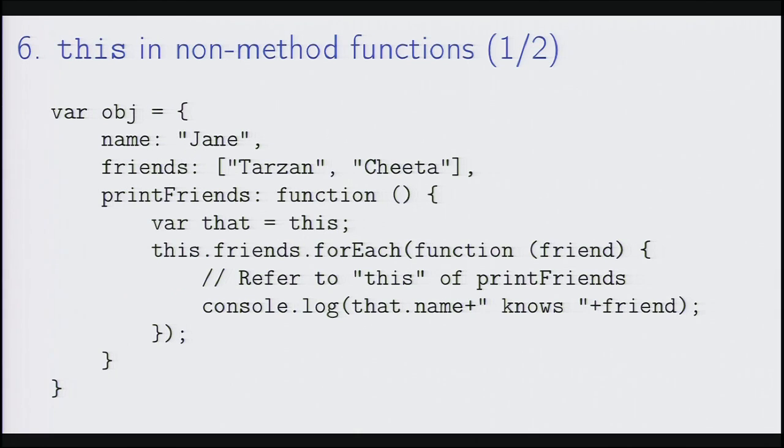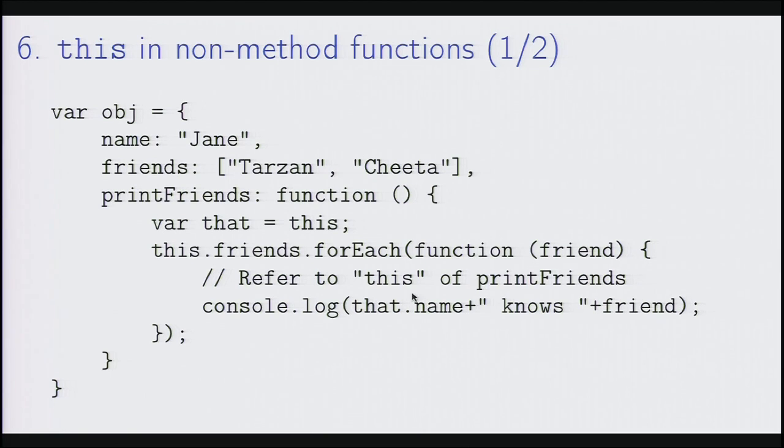Sixth, this in non-method functions is a frequent pain point that trips up even experienced developers. So what you have here is a non-method function. Whenever you refer to this, you actually want to refer to the this of printFriends. You want to refer to object. But the problem is that each function brings its own this. So the this of printFriends will be shadowed by the this of this argument here.